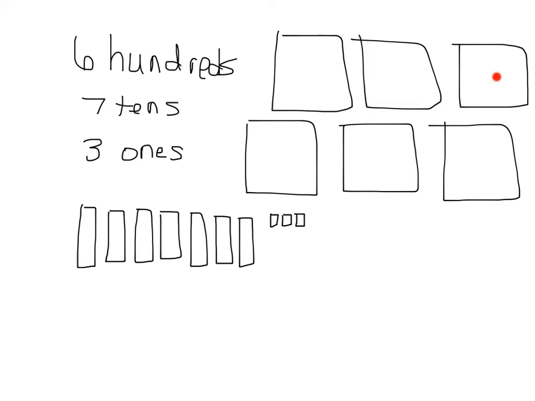These are your hundreds, these are your tens, and these are your ones. So now we're going to say the number from the largest unit to the smallest unit, which is 6 hundreds, 7 tens, and 3 ones. This number is also said as 673.